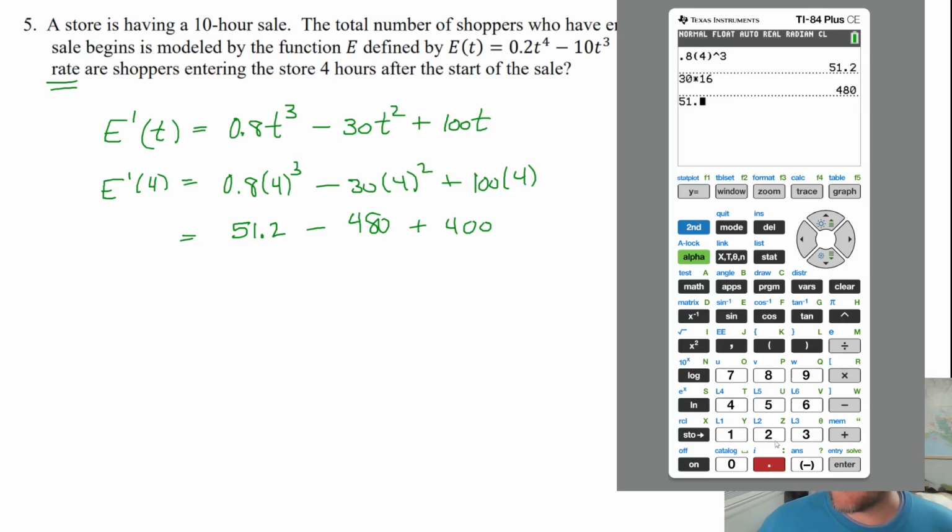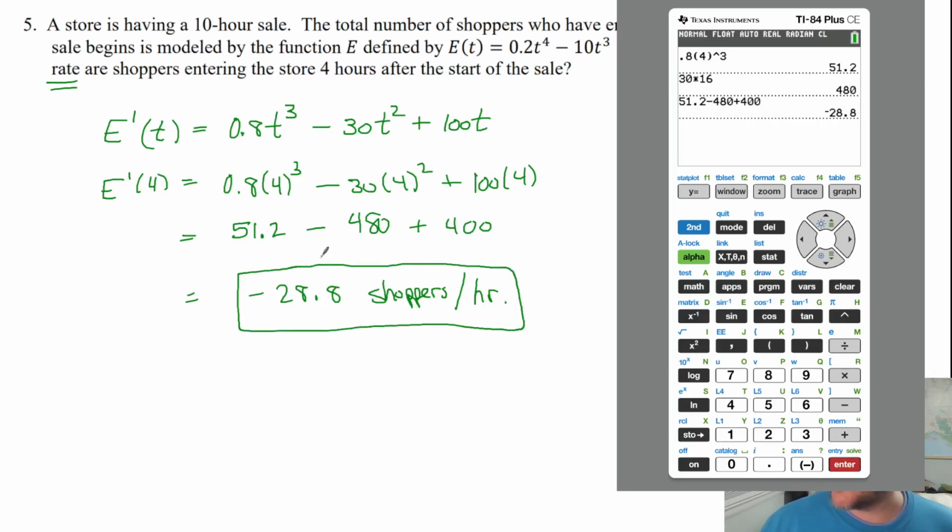All right, so now what are we doing? 51.2 minus 480 plus another 400 brings us out to negative 28.8. And this is the rate of change of the total number of shoppers who have entered the store t hours after the sale. So this is shoppers per hour. And it says, at what rate are shoppers entering the store 4 hours after the start of the sale? This is the answer, but you know that on the quiz I will ask you to interpret what this means, so you better be ready to say 4 hours after the start of the sale.